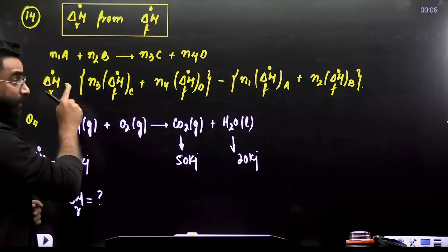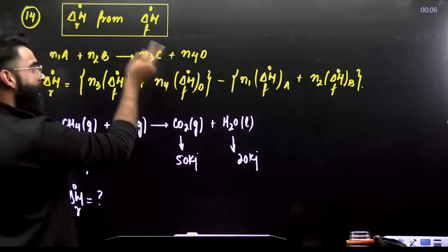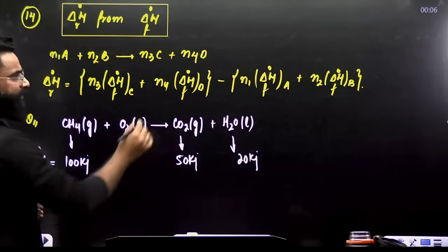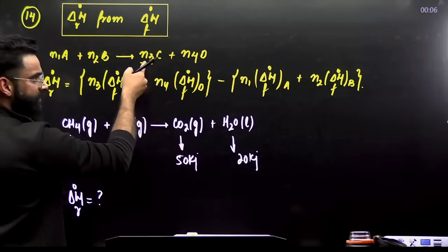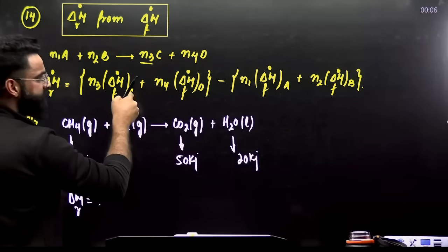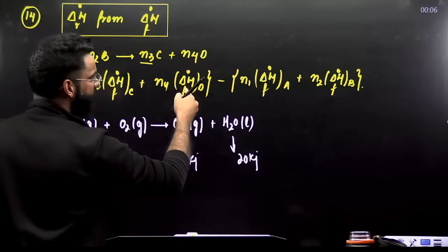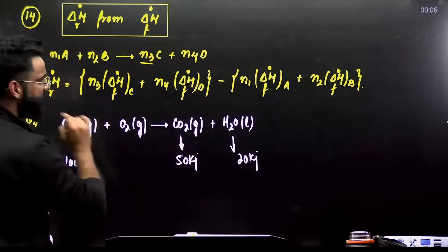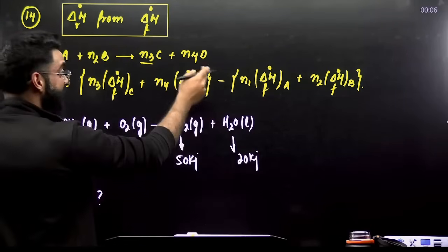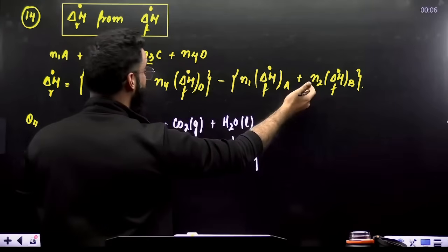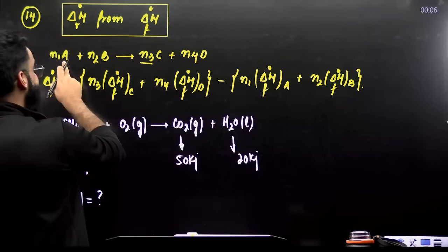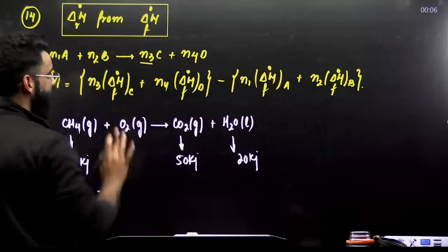Enthalpy of reaction is always equal to enthalpy of formation of products minus enthalpy of formation of reactants. So I have written N3, the stoichiometric coefficient of C, multiplied by enthalpy of formation of C, plus N4 times enthalpy of formation of D. This is the enthalpy of formation of products, minus the enthalpy of formation of reactants, which is N1 times enthalpy of formation of A plus N2 times enthalpy of formation of B.